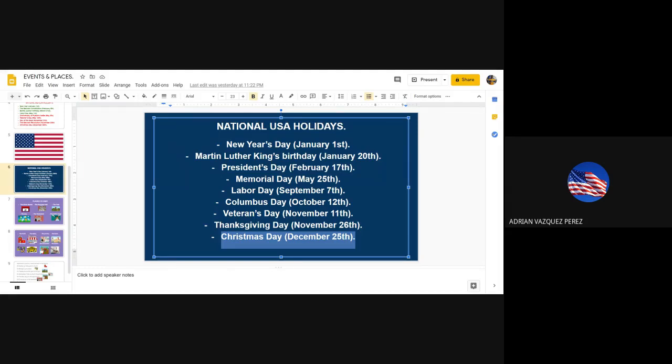Okay, what words do we need to find out in our dictionary in Spanish? ¿Qué palabras debo encontrar en mi diccionario en español y en inglés? Son estas palabras. Thanksgiving. ¿Qué significa Thanksgiving? And Memorial. Memorial. The only two.